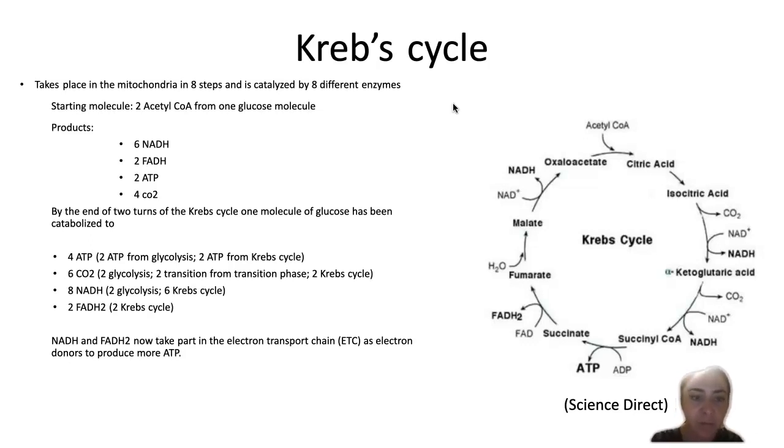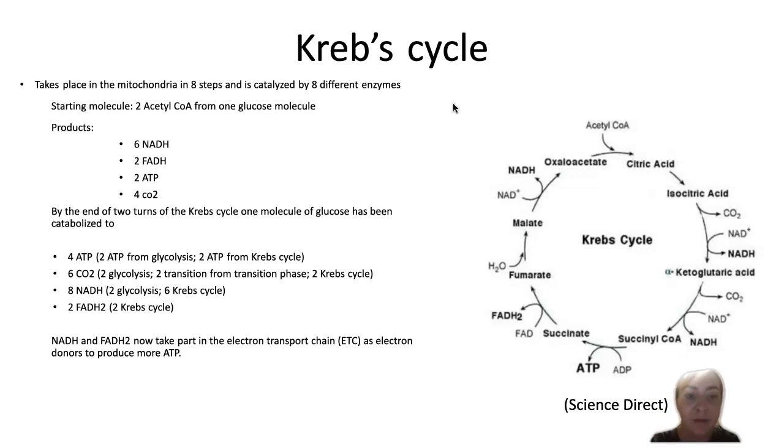aconitase. Then step 3, dehydrogenation and decarboxylation of isocitrate to form alpha ketoglutarate, catalyzed by isocitrate dehydrogenase. The NAD is converted to NADH. Step 4, alpha ketoglutarate undergoes oxidative decarboxylation to form succinyl CoA and is catalyzed by the same enzyme complex. NAD is converted to NADH.